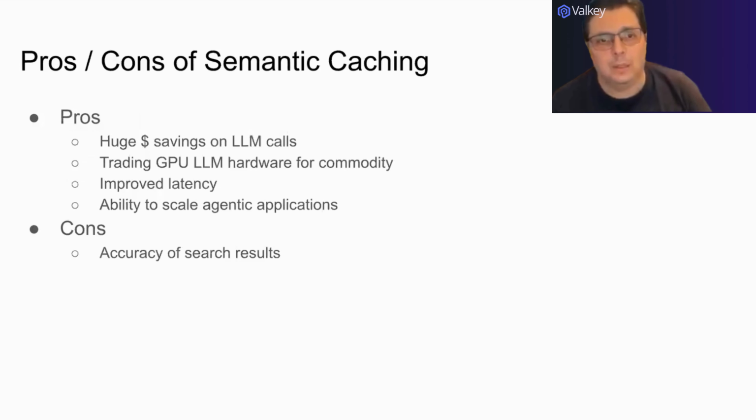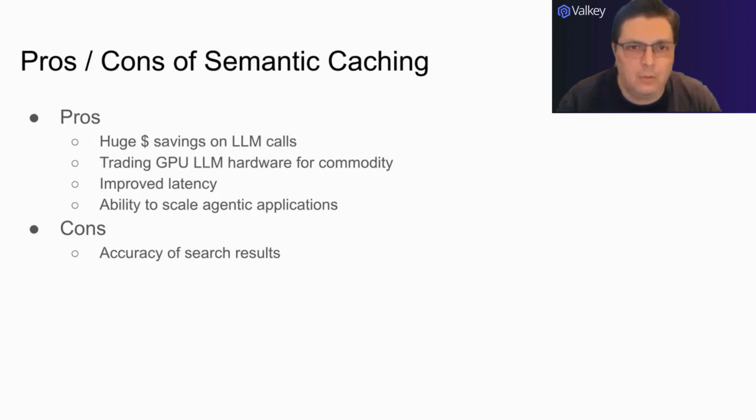So the pros and cons is, as I mentioned, savings. And in a way, we can think of it as trading our expensive GPU LLM hardware for just commodity hardware necessary to run a cache. And we will either need to run these GPUs ourselves and then run our own LLMs on top of it, or we can be using some service providers such as OpenAI, but they in turn also need to run GPUs. And also with caching, we can improve latency.